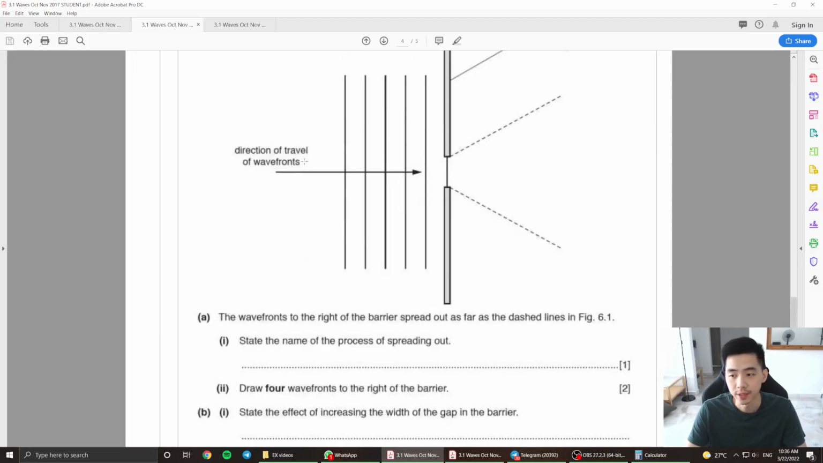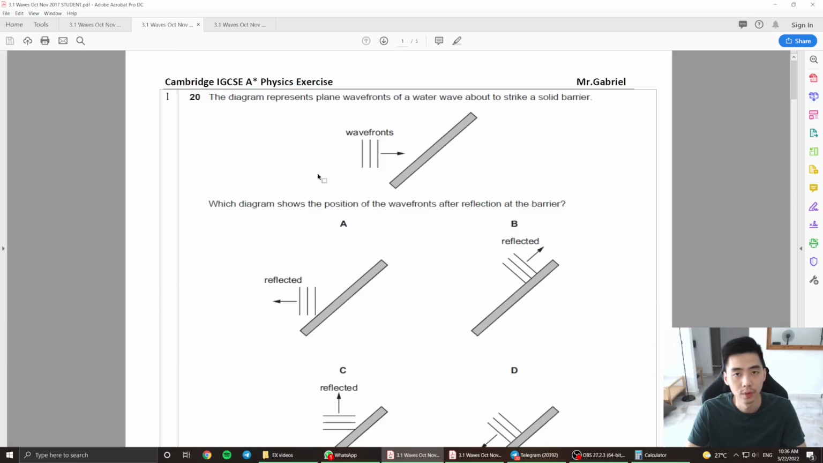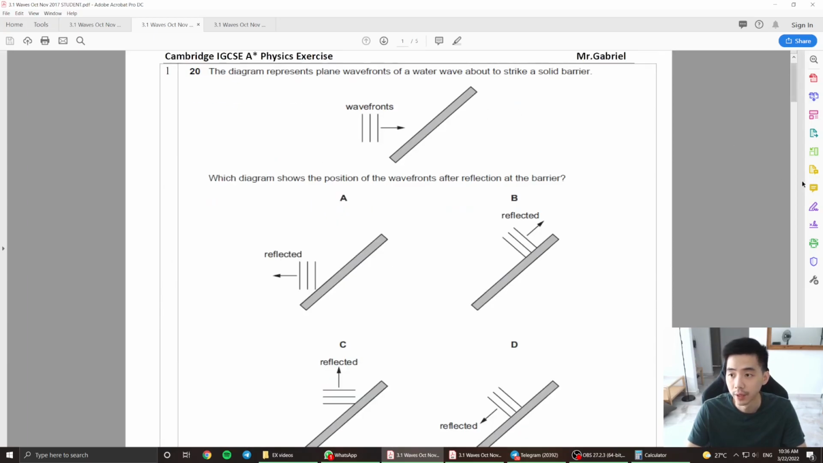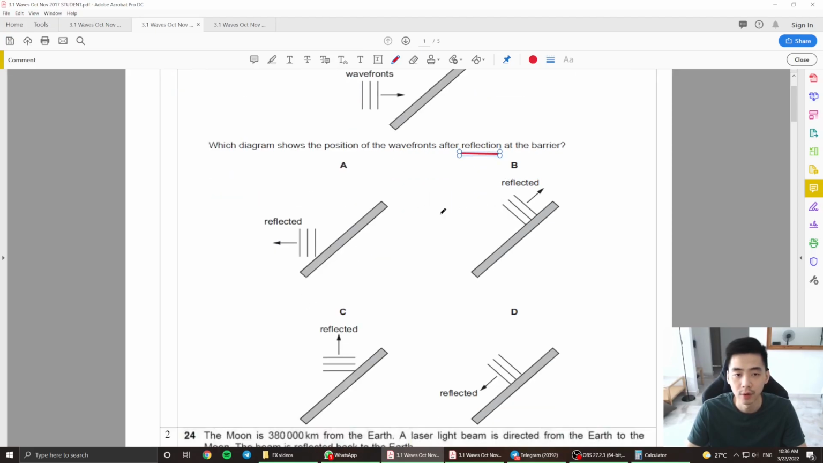Moving on to the next exercise, which is going to be the October-November 2017 paper. Looking at this, what do they want from you? The diagram represents plane wave fronts of a water wave about to strike a solid barrier. If it's about to strike a solid barrier, obviously it's going to be reflected, right, one way or another, right? Then which diagram shows the position of the wave fronts after reflection at the barrier?